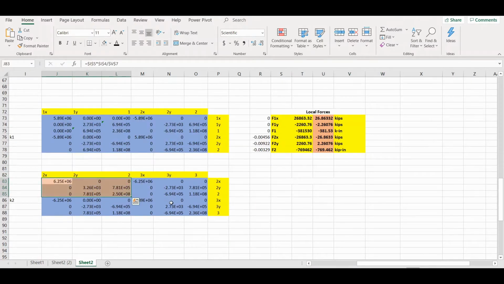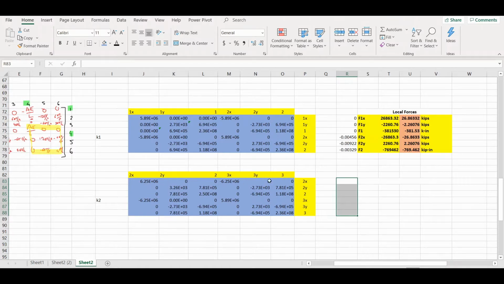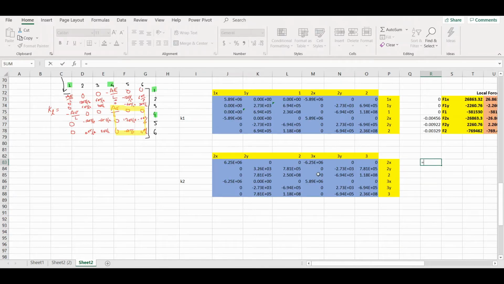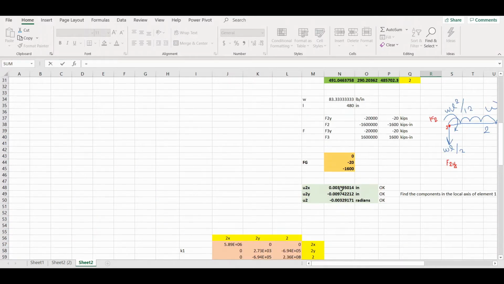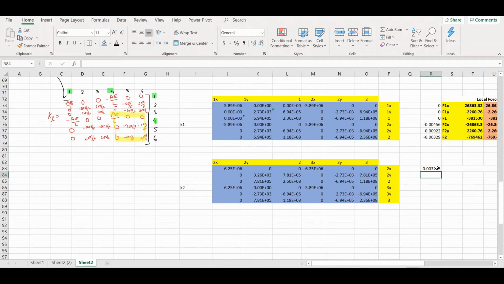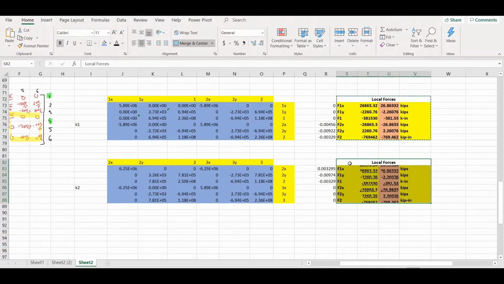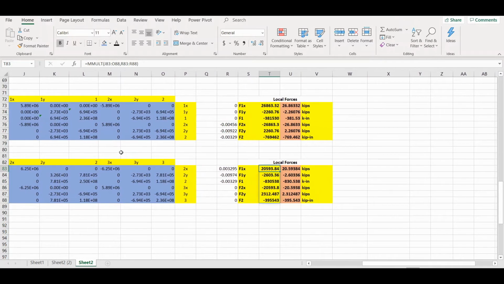So just paste it. Since this matrix is based on the global system, we will have our displacements as these values here that we obtained. We'll just put these values here, so equal to this one. So this 3, and then these will be 0, 0 and 0. Now let's obtain our forces. Copy all of this and then paste it here. They both are local forces.